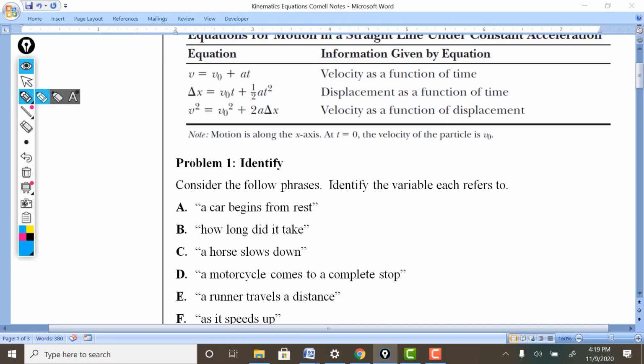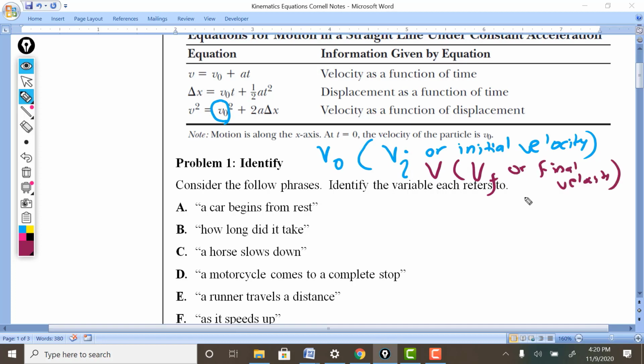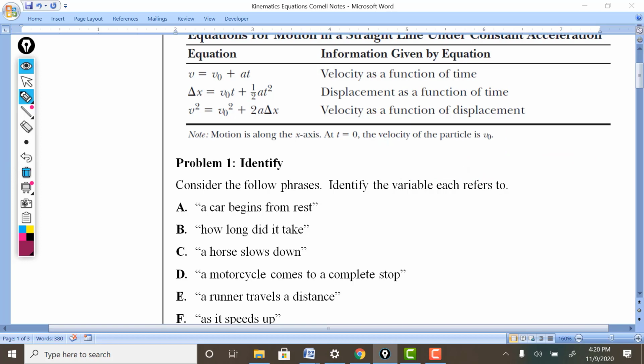In case you missed the memo, by way of introduction, this is v naught. This is the same as the initial velocity. And v for us is the same as v final, as we've done before in the past. And this is the same as the final velocity. Delta x, of course, is displacement along the x-axis, left and right.